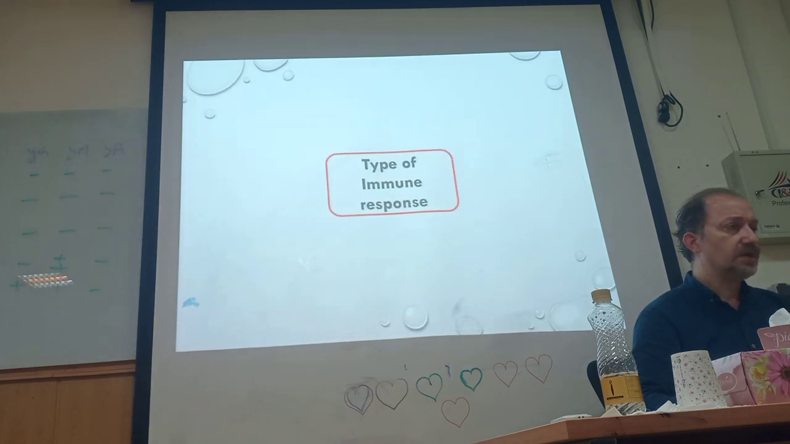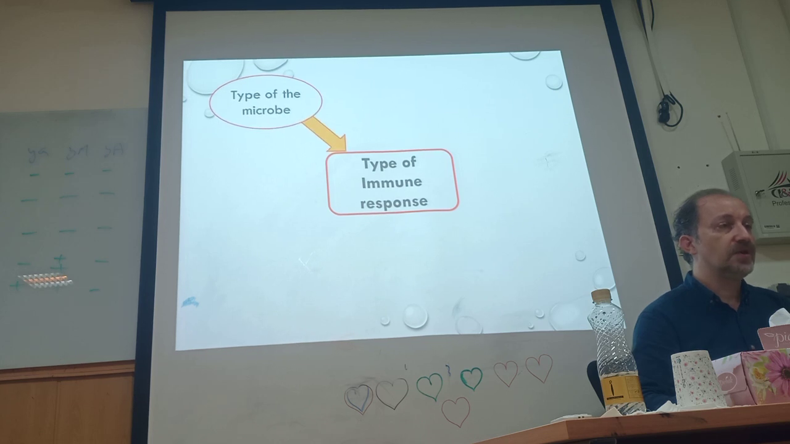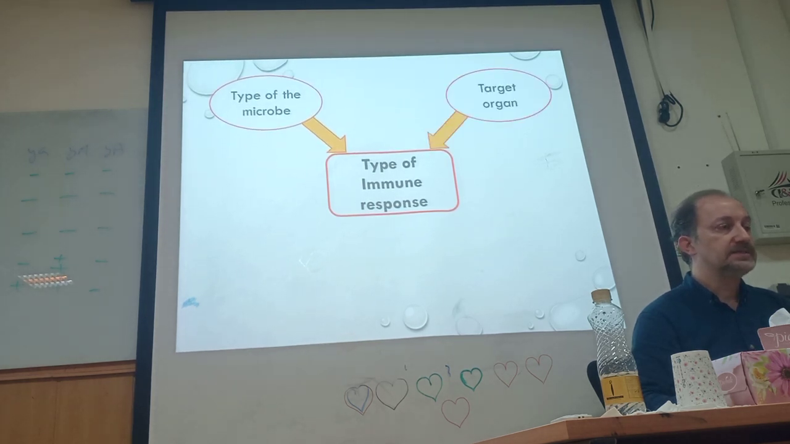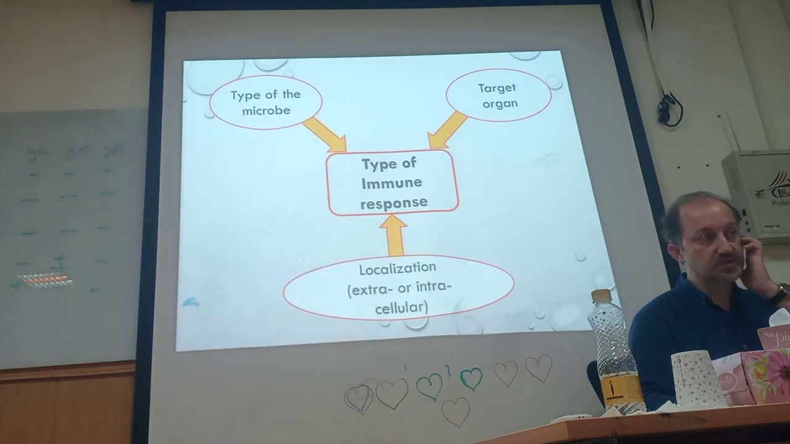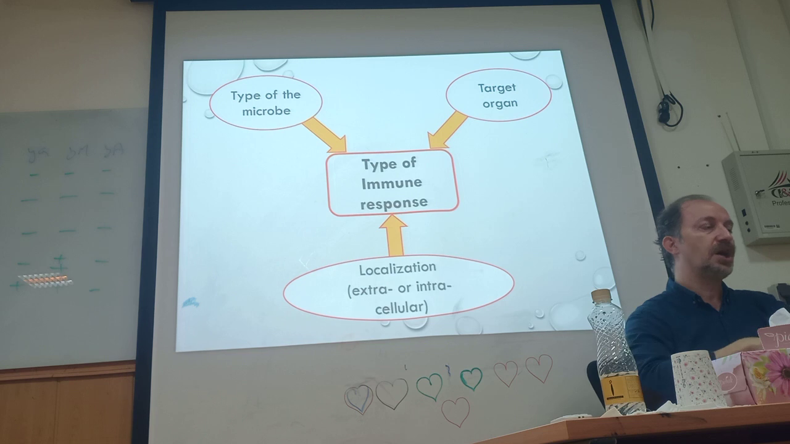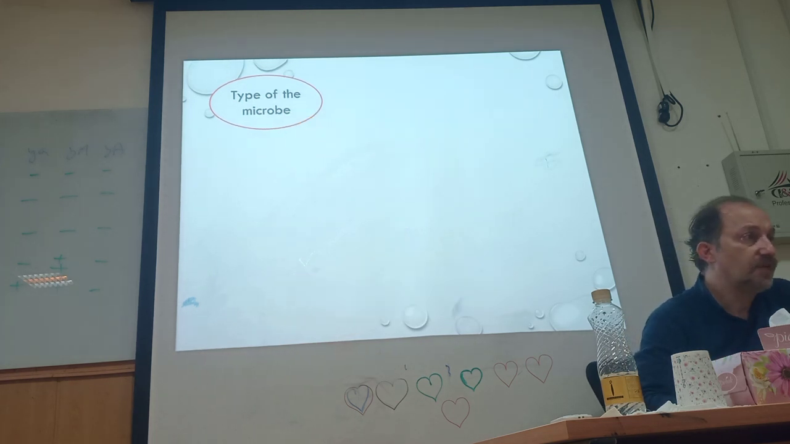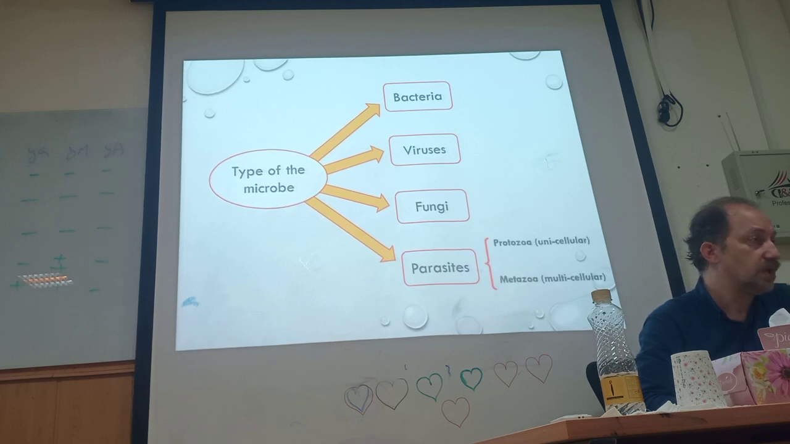The type of immune response that we have depends on several factors. The first factor is the type of microbe. The second one is the target organ. The third one is the localization, extracellular or intracellular. These three factors affect the type of immune response. The type of microbe could be bacteria, viruses, fungi, and parasites. And parasites could also be protozoa and metazoa, as unicellular and multicellular.